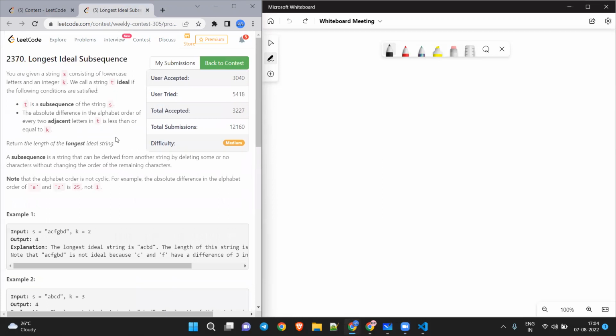So I would like to ask, is this an ideal subsequence, AB with K equal to 2? Yeah, because B minus A equals 1. So this satisfies the condition that adjacent letters differ by at most K. So this is a valid ideal subsequence.